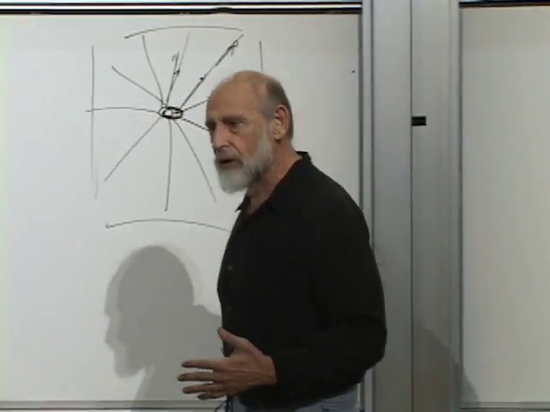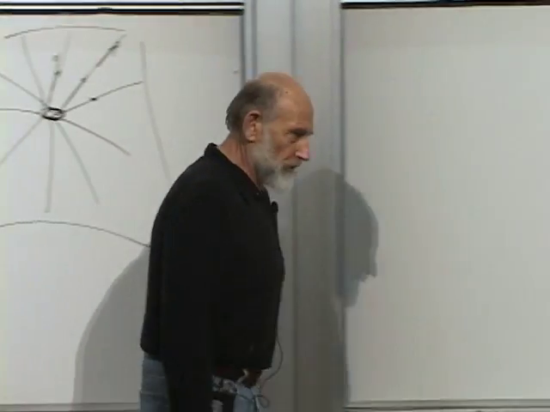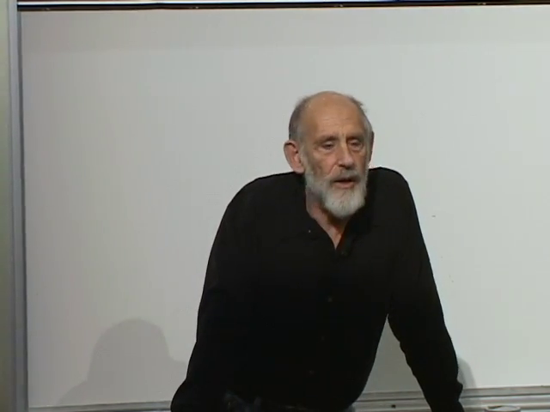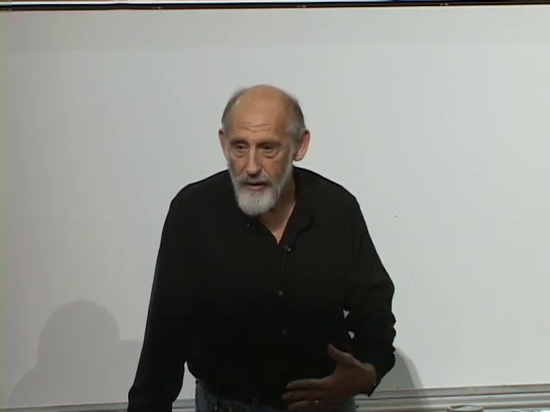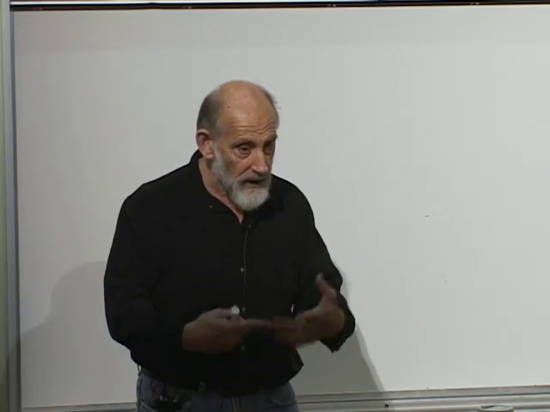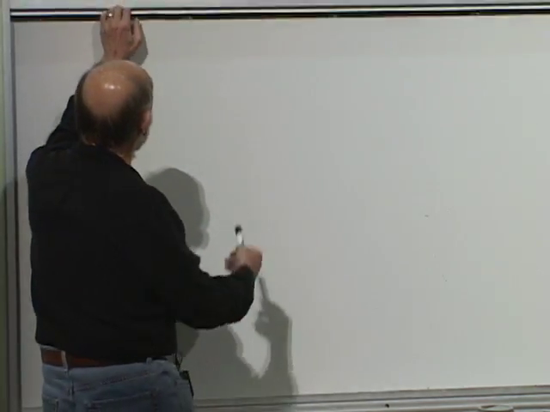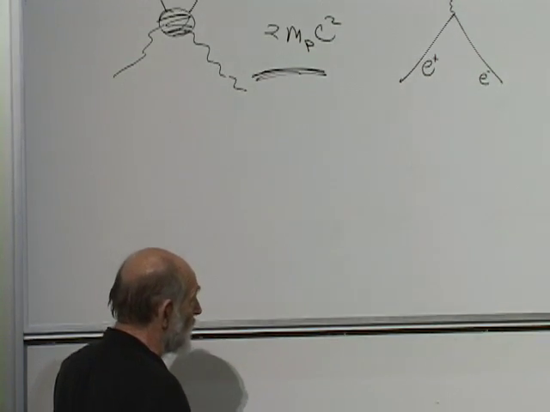And then the universe started to cool. What would happen as it started to cool? Eventually, it would cool down to the point where the temperature was not hot enough for photons to collide and make protons and antiprotons. It might still be hot enough to make electrons and positrons, but not hot enough to provide the large energy necessary to make protons and antiprotons.